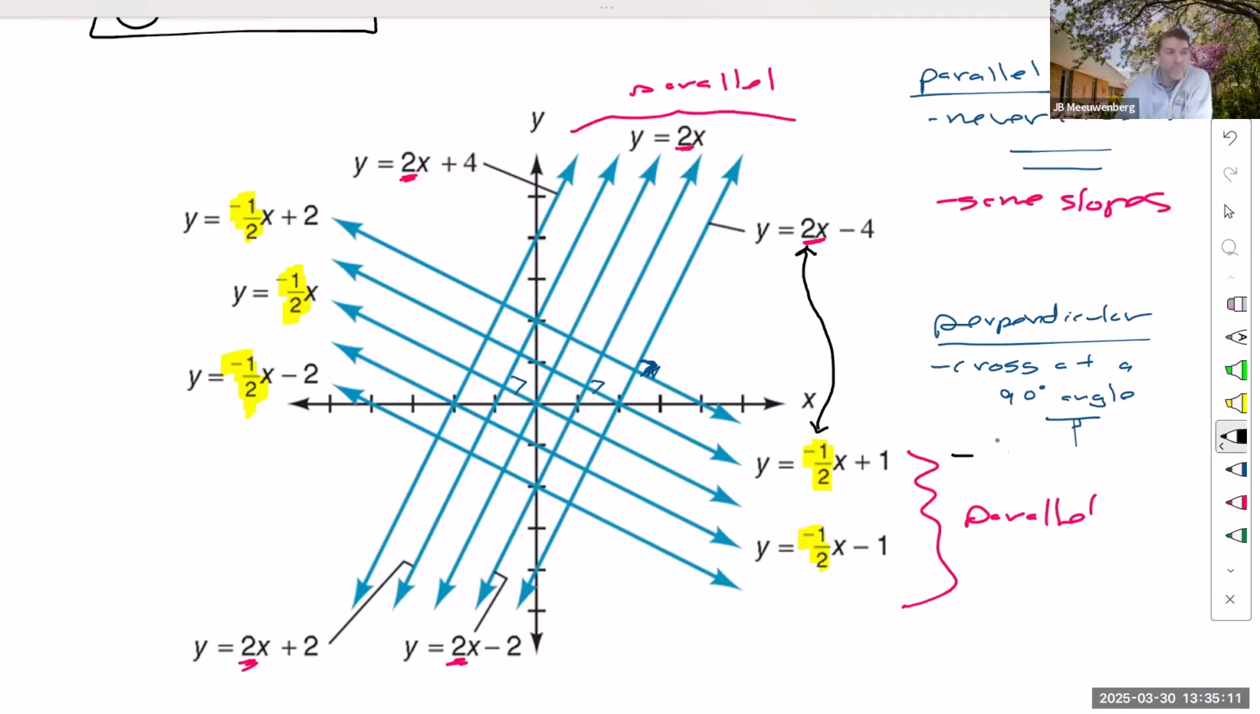And so perpendicular lines have opposite and reciprocal slopes. Both of those things have to be true when lines are perpendicular. Their slopes are both the opposite sign. Again, one's going up and one's going down, but then they're also flipped over. They're also reciprocals of each other.